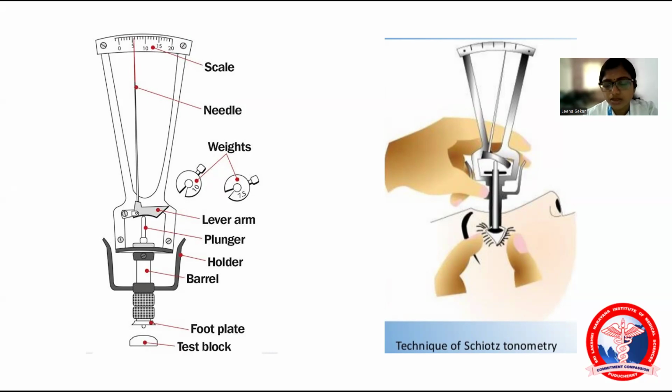The patient must be made to lie down, and cornea is anesthetized with proparacaine. After that, we have to place the Schiotz tonometry vertically over the cornea of the eye, and we have to indent. So it comes under indentation tonometry.